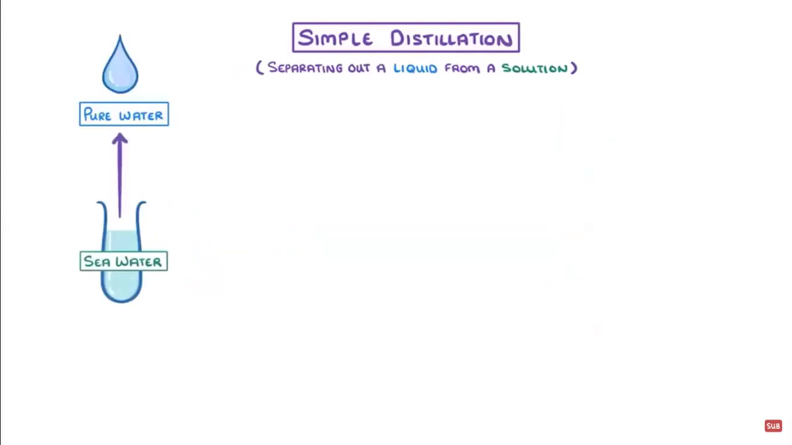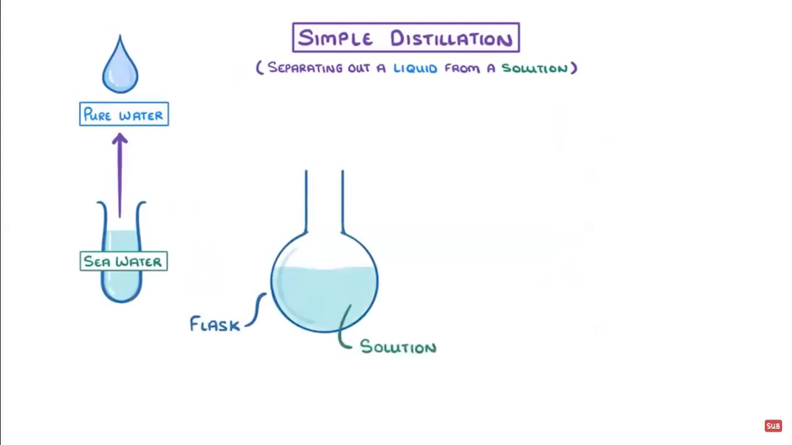Before we cover how it works though, we need to be familiar with the equipment. First, we have a flask that contains the solution or the liquid mixture that we're trying to separate. And the flask is sealed at the top with a bung so that no gas can escape. We then put a thermometer through the bung so that we can measure the temperature inside the flask.